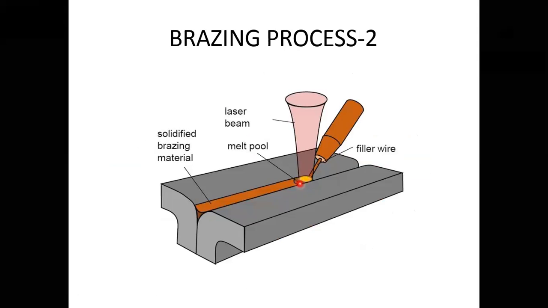So here, this is the solidified filler material. Upon solidification, these two are joined. So this is the heat source, and this is the filler wire or filler material. The filler material is in the form of wire that melts here upon receiving heat from the heat source. Here he is using a laser beam.